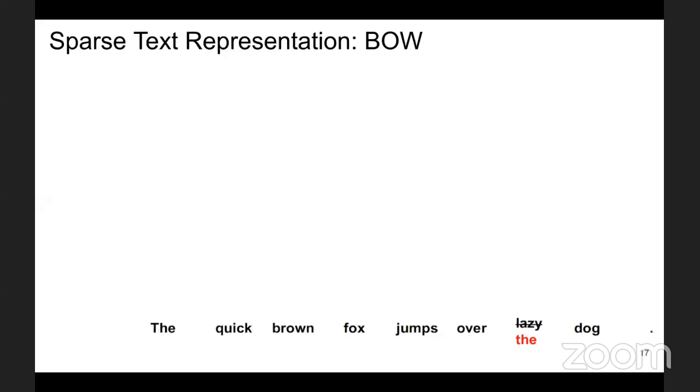Let's consider the sentence: the quick brown fox jumps over the lazy dog. But we are replacing lazy with the, and we'll soon see why. So you have the sentence, the quick brown fox jumps over the dog. Notice on the far right there is a dot also present, which you will find in many sentences, even when processing English or other languages. These kinds of punctuation, commas and dots, you will find.